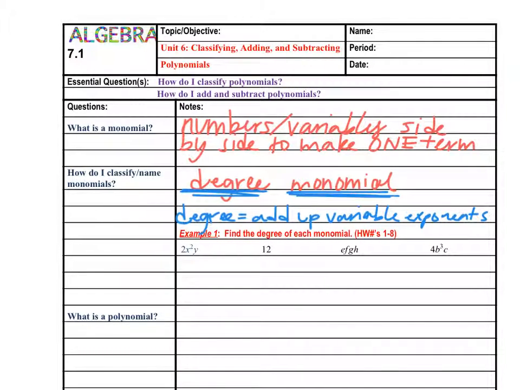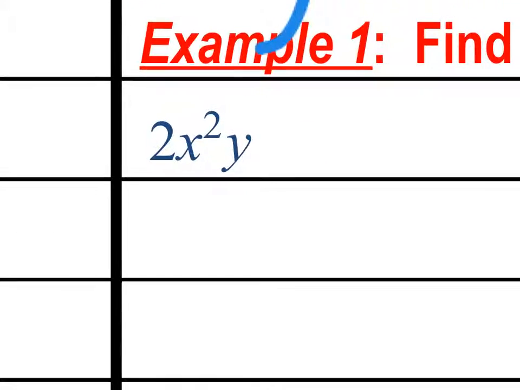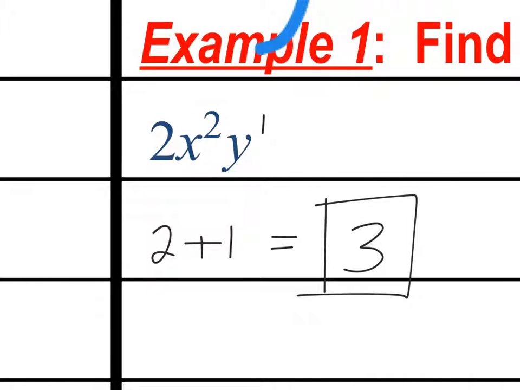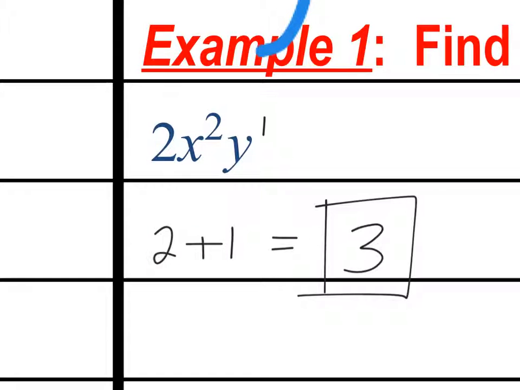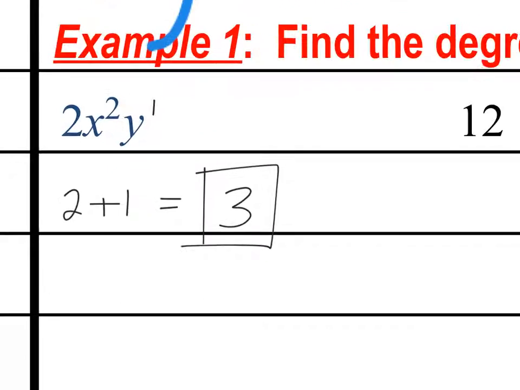Number 1, 2x squared y. So 2 is not a variable. So I'm talking about x. What exponent does y have right now? None, it's a 1. So now add up your exponents. That would be 2 plus 1. So my degree is 3. That's it.